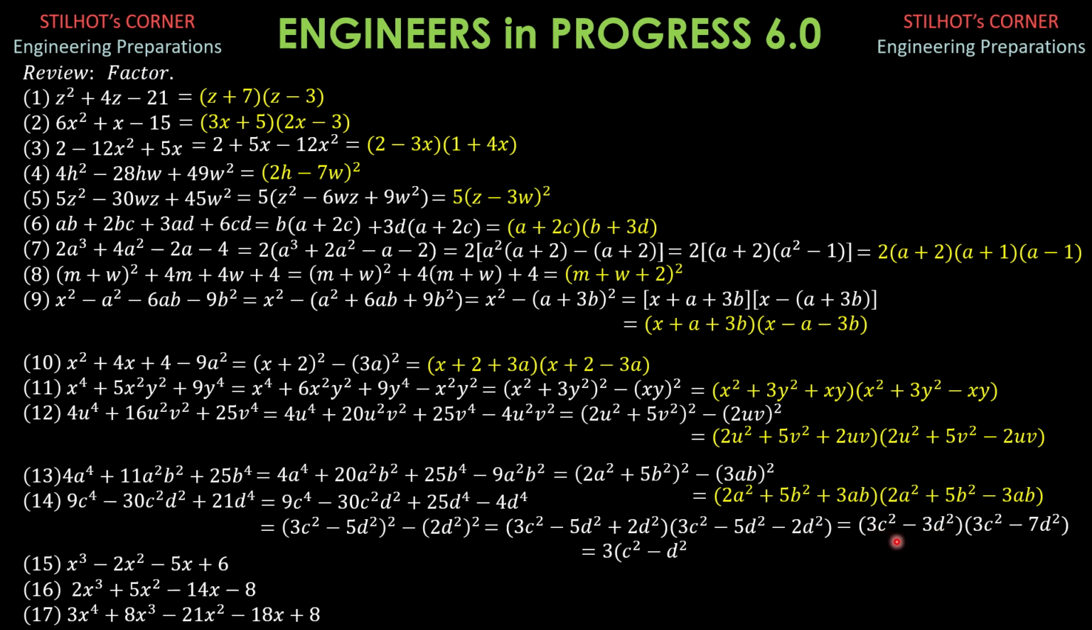3 times the quantity c squared minus d squared and 3c squared minus 7d squared. So we have a difference of two squares here. We can factor this further into c plus d, c minus d. So the final factored form is 3 times c plus d, c minus d, and the quantity 3c squared minus 7d squared.